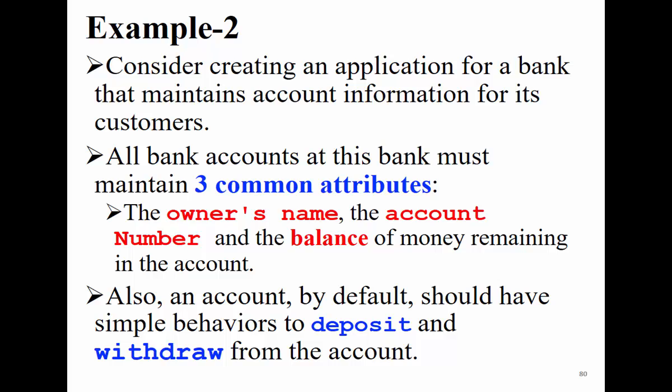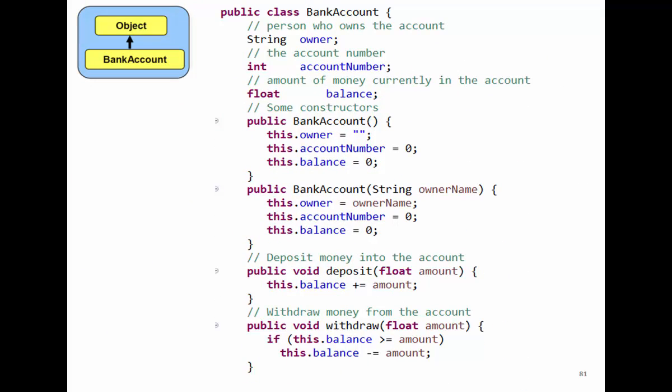This is another example where you have the bank, and the bank has bank accounts, which always have the owner name, account number, and the balance. And all bank accounts have the default that they can deposit and withdraw. So you can say, I have an object and a bank account. You can see here, we define a class. We have 3 attributes, or 3 fields: owner, account number, balance.